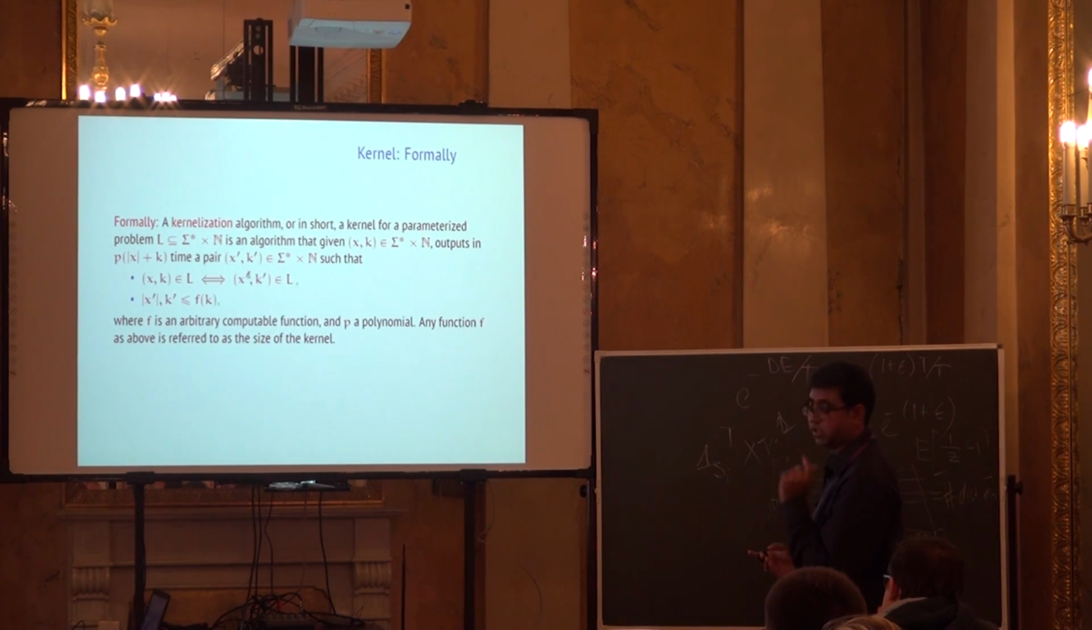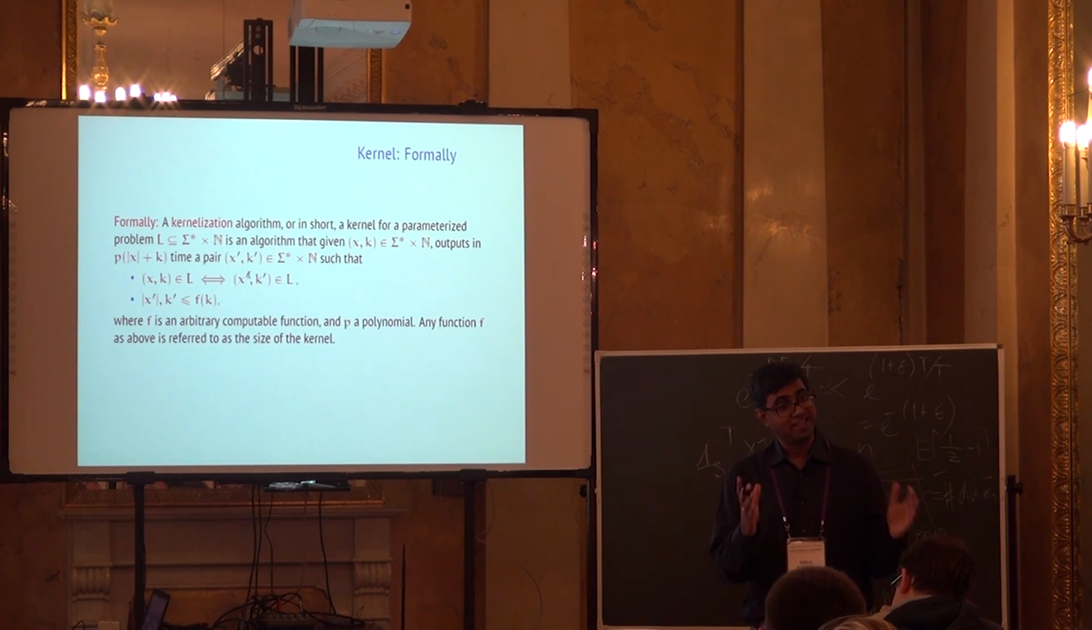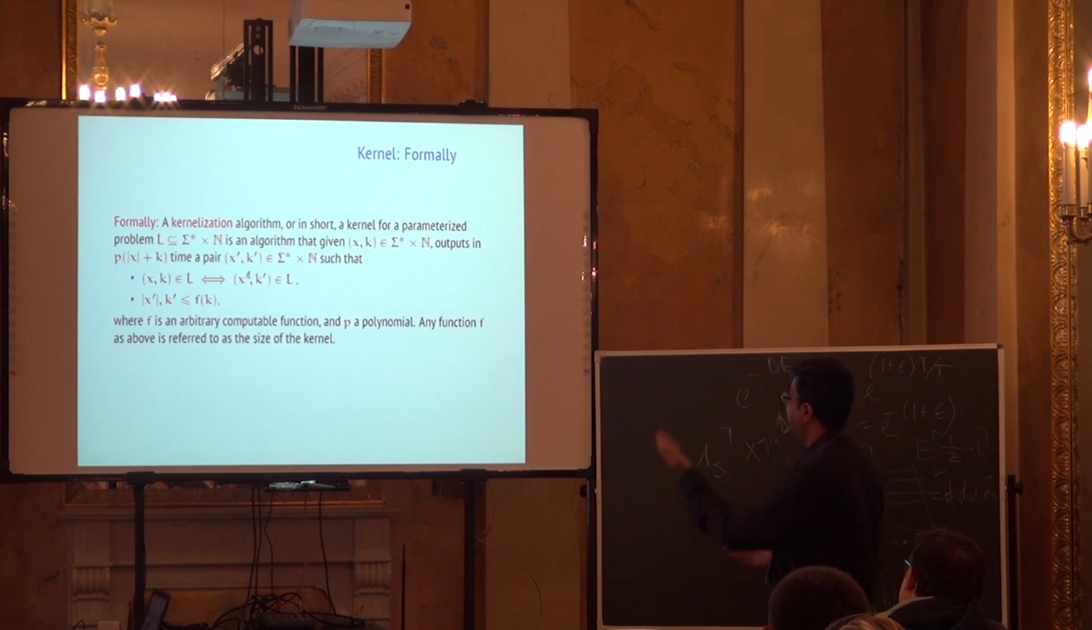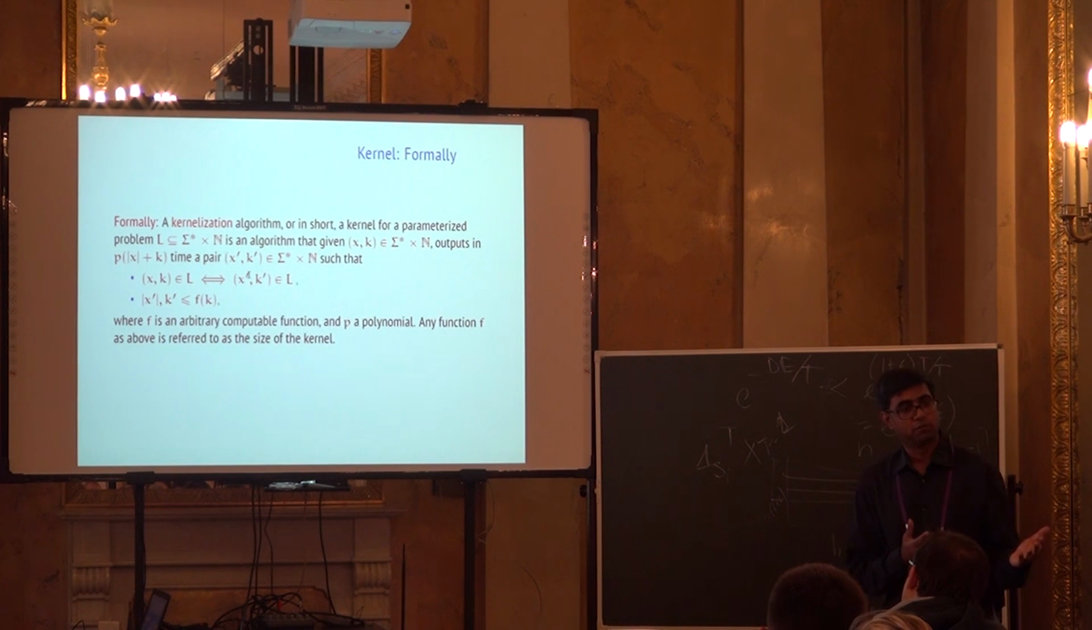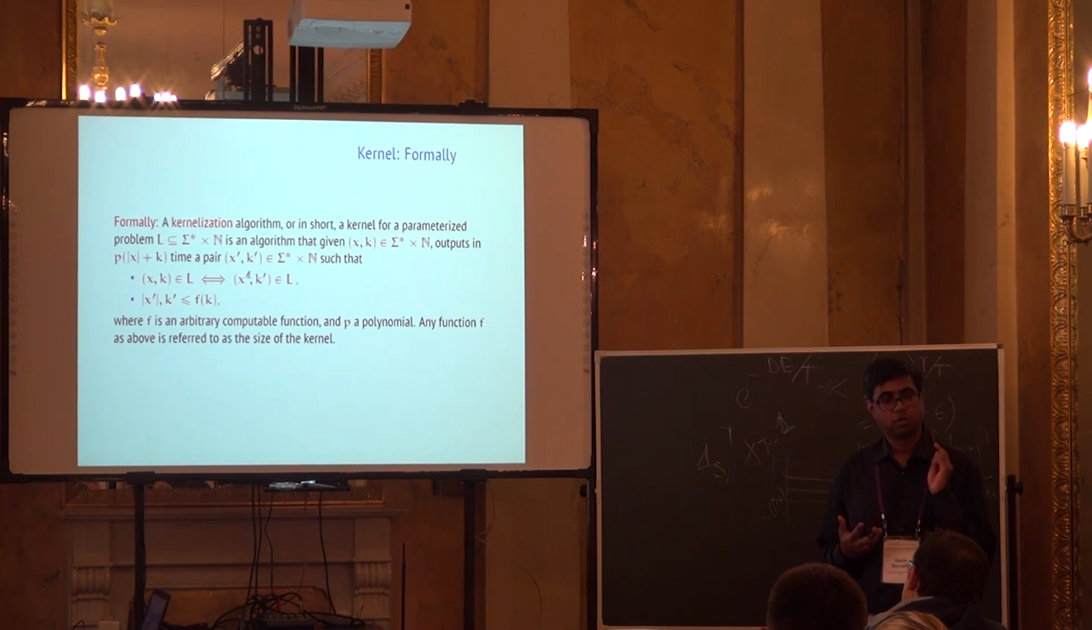such that, what is the property? If you started with a yes instance of a problem, you still have a yes instance of the problem. And if you started with a no instance of the problem, you still have a no instance of the problem. So you have not changed the answer. But what I'm demanding is the size of the reduced instance is upper bounded by some function of k alone.